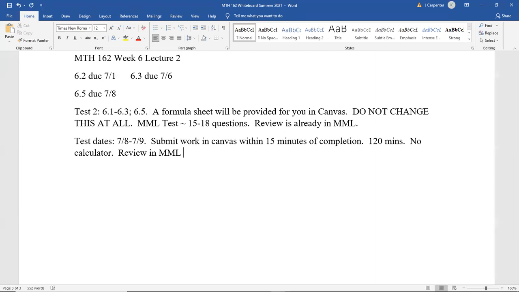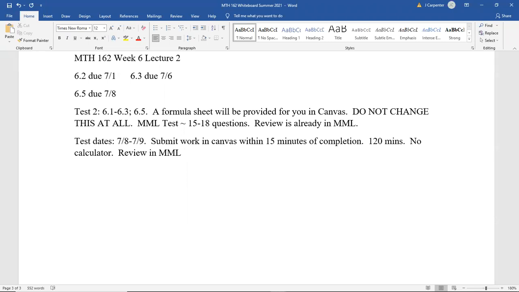It is immediately under the Chapter 6 homework. So you have 6.1, 6.2, 6.3, 6.5, and then the Chapter 6 review. Just like last time, the review will not be graded. So if you do it or don't do it, it won't affect your numerical grade directly.